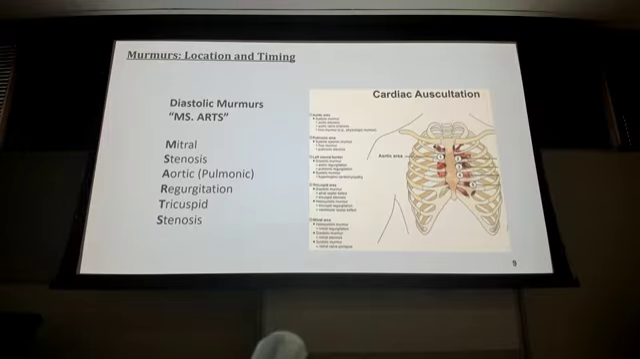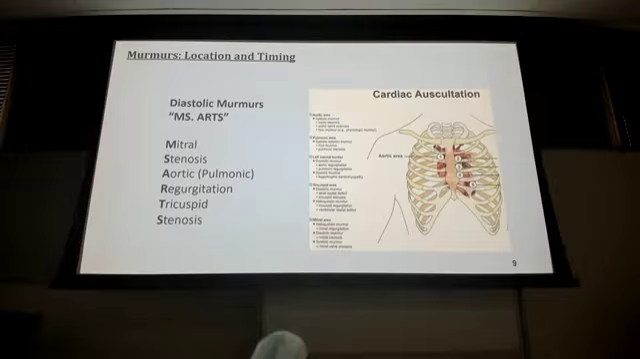But a simple way to remember it is, if that valve should be open during that phase, then it's a stenosis murmur. If that valve should be closed during that phase, whether it's systolic or diastolic, then that is a regurgitation murmur. Okay, so if closed, it'll be a regurgitation. If it's supposed to be open, it'll be a stenosis murmur.